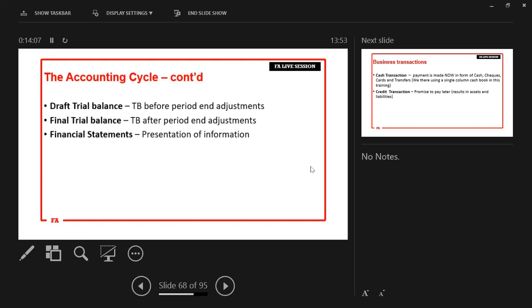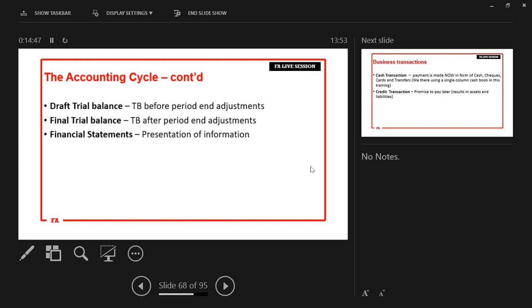When you populate your GL and you're satisfied, you can extract a trial balance. The first trial balance that you extract is known as the draft. This one comes before what? Adjustments. And then the final trial balance comes after adjustments. I want to talk about a period in our case. We're looking at how many months? I think 12, but you can extract your accounts for 1 month, so you don't have to be very rigid on yourself.